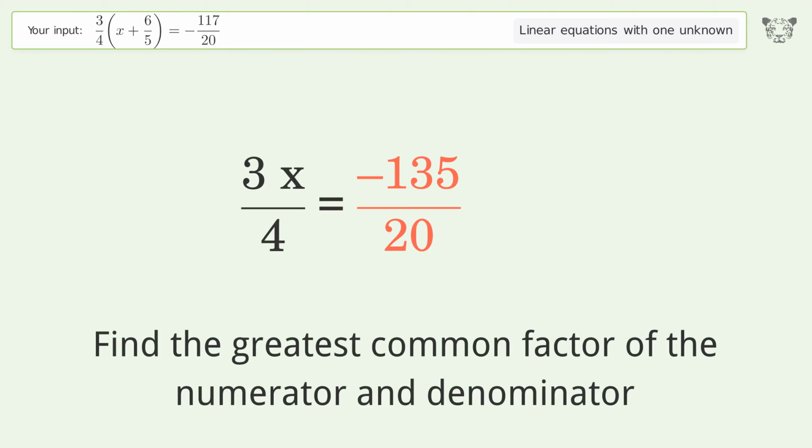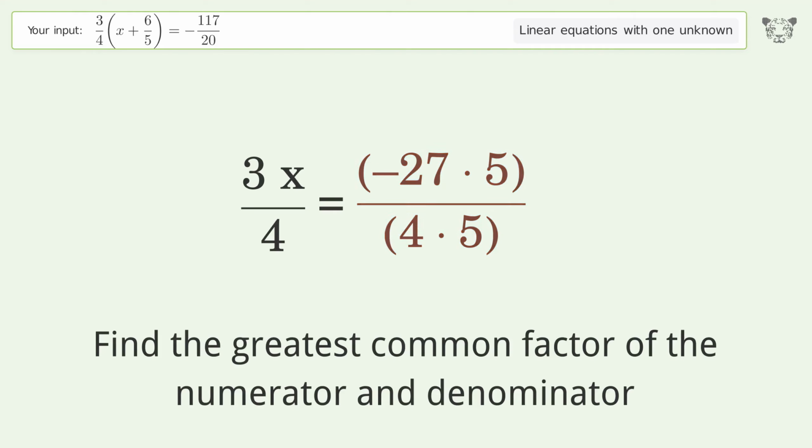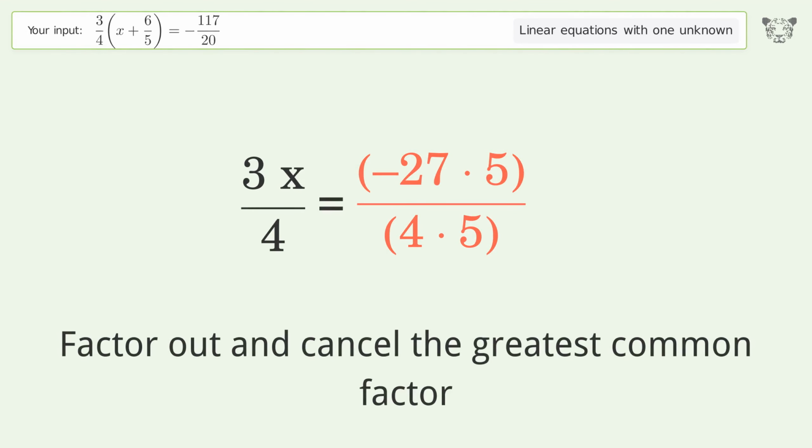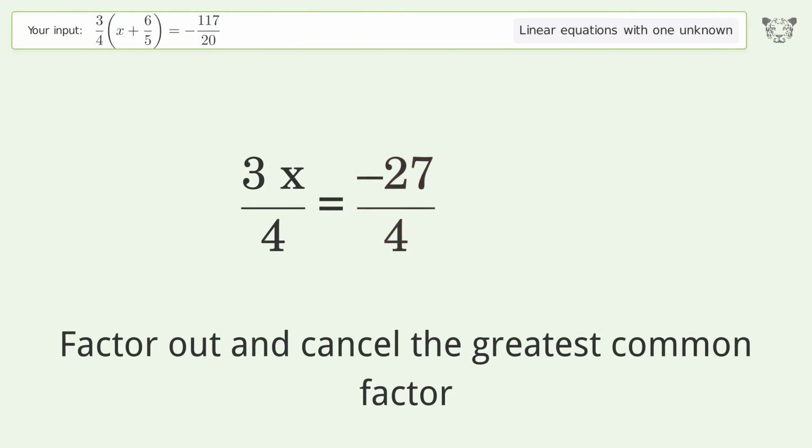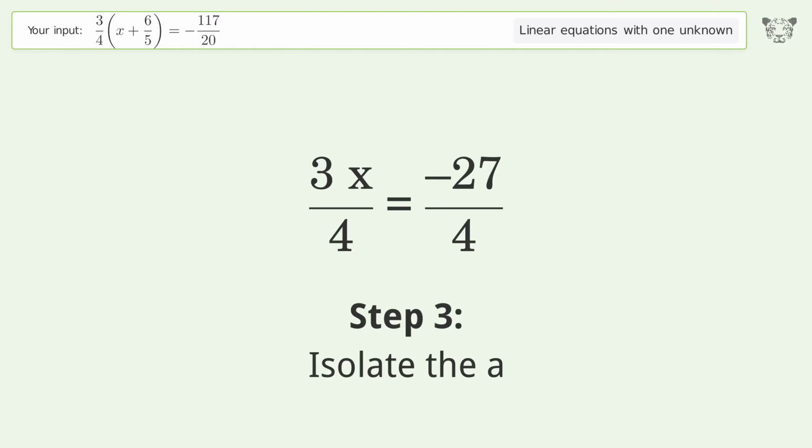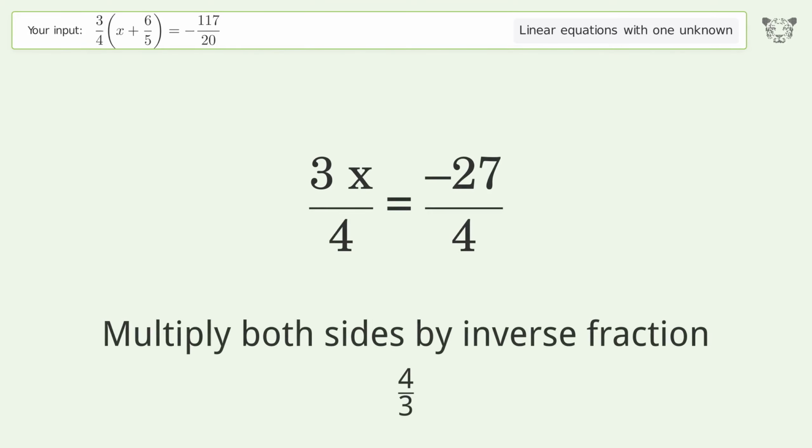Find the greatest common factor of the numerator and denominator. Factor out and cancel the greatest common factor. Isolate the x. Multiply both sides by inverse fraction 4/3.